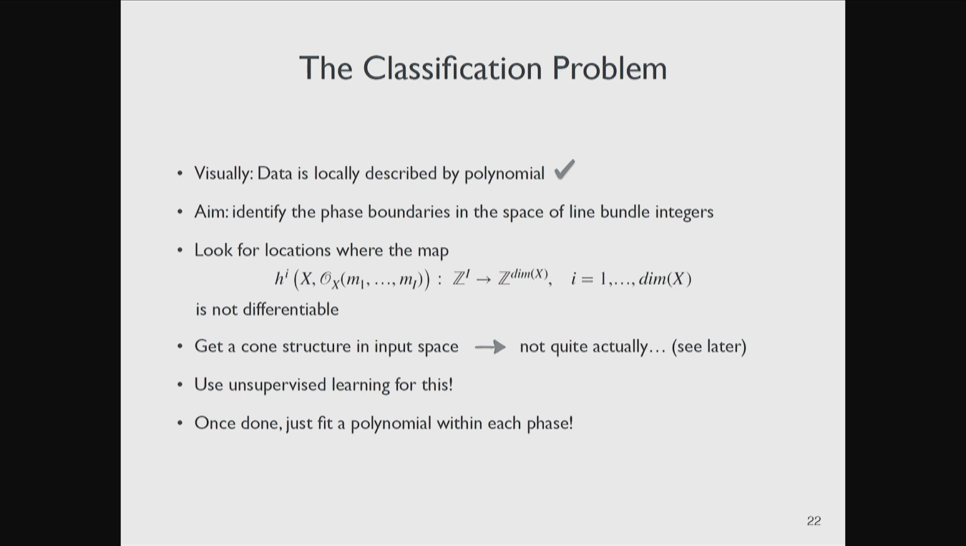So we look at locations where our map from the input integers to the output integers is discontinuous or has a kink. We want to detect these places where the function is not differentiable anymore. And naively, we will then get a cone structure in the space of inputs. We classify these cones, associate polynomial fits to them, and then we solve the problem.